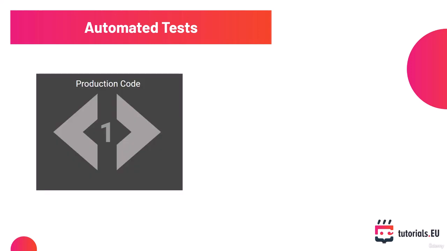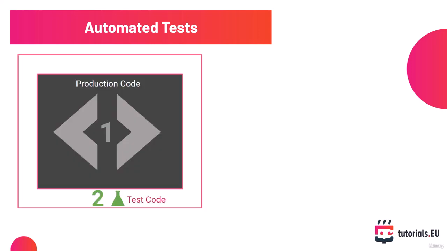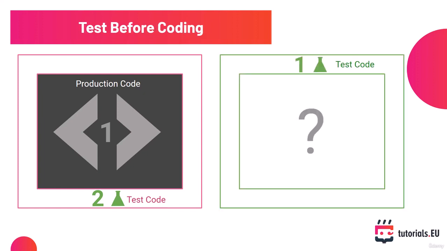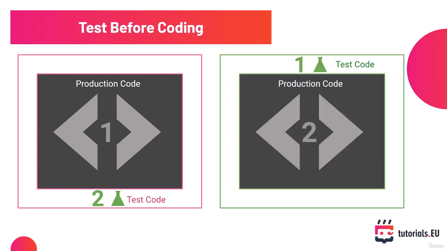We just wrote the sum function and then we wrote the test code. So the test we just wrote was a simple example of an automated test. However, we didn't follow the test-driven development approach, because based on the TDD approach, you must write the test before writing the actual production code.